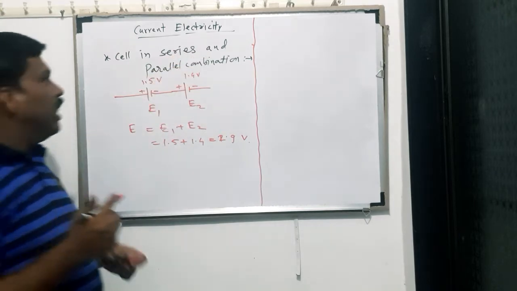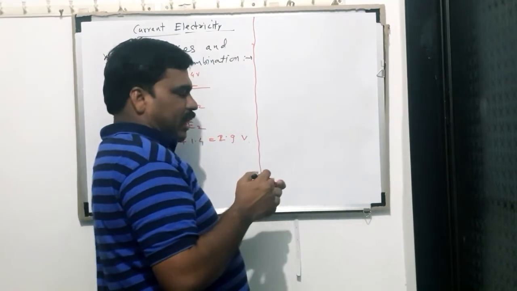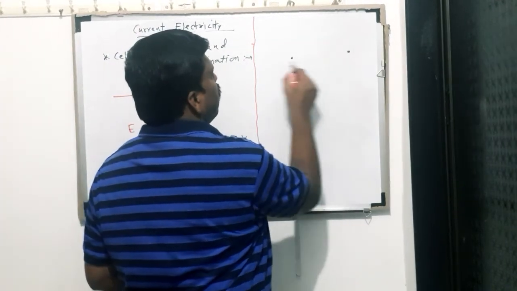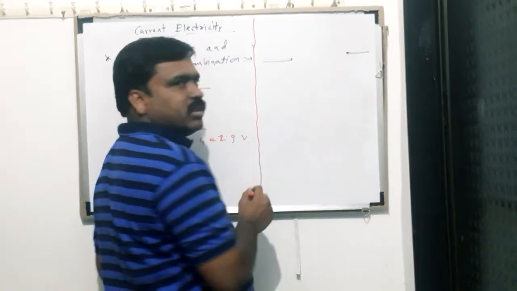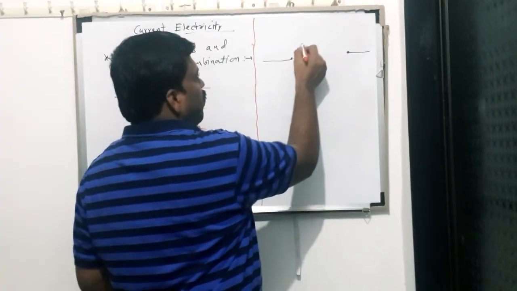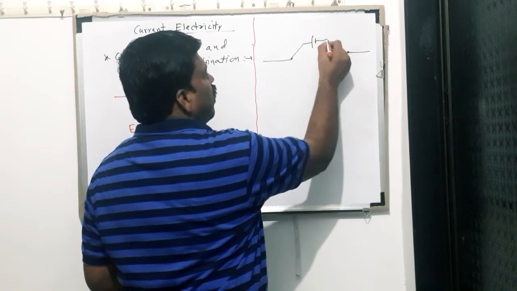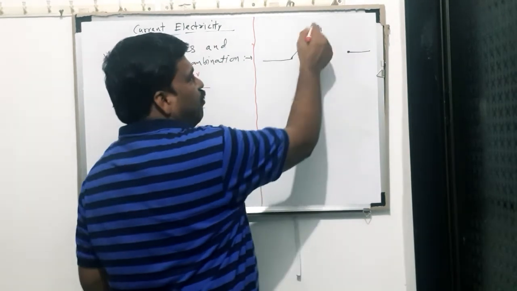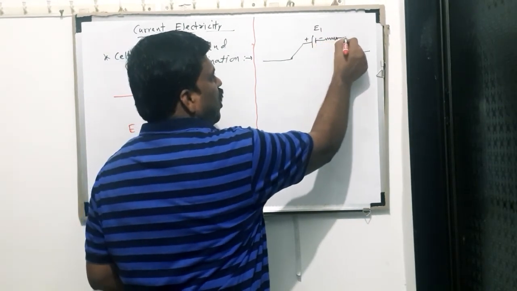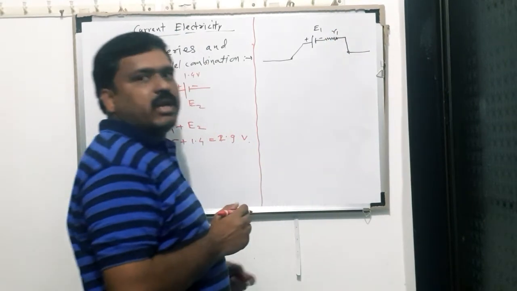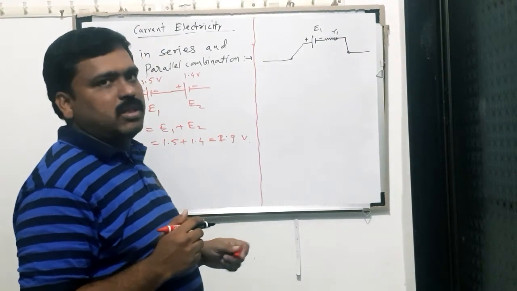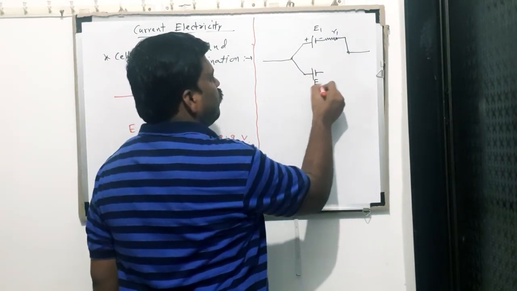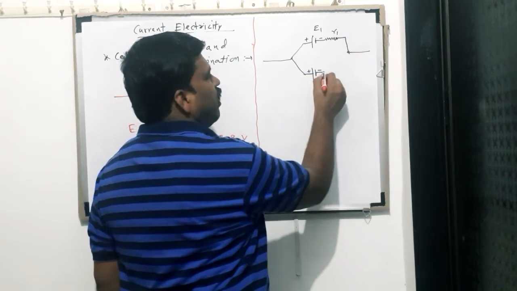तसंच आपल्याला पॅरलल कॉम्बिनेशन साठी सुद्धा बघता येईल. पॅरलल कॉम्बिनेशन केव्हा असेल, when two cells are connected in between two common points. These are the two common points. In between them, two cells are connected. This is E1, this is positive terminal, this is negative terminal, and this is the small r1, which is the internal resistance of this cell. And this is another cell, E2, positive terminal, this is negative terminal.